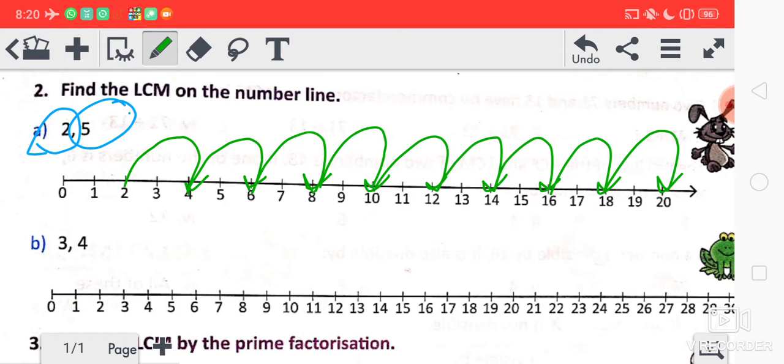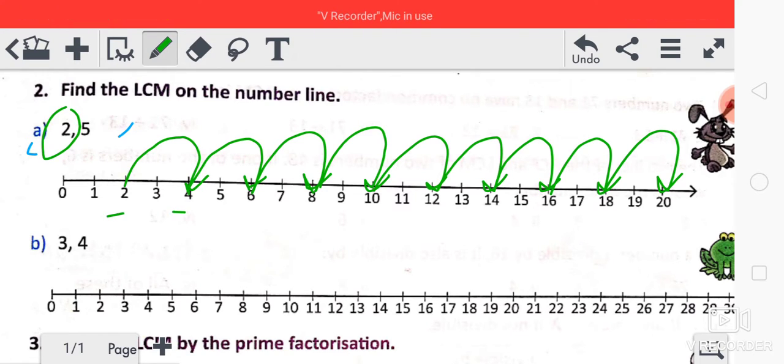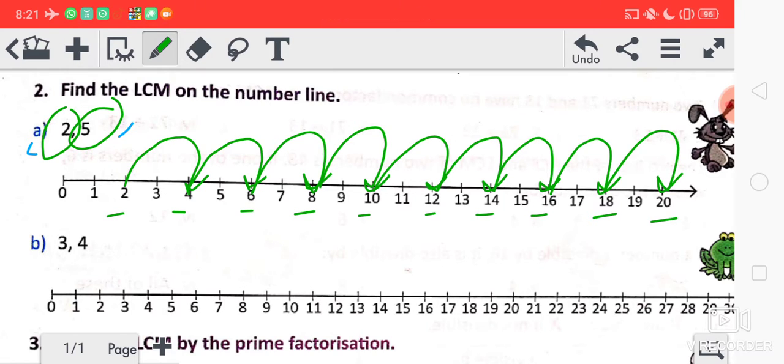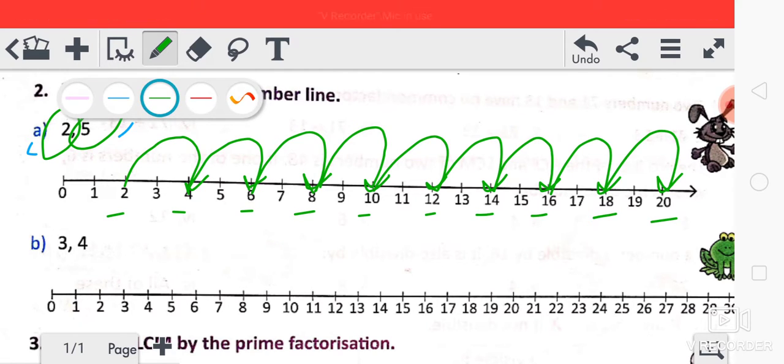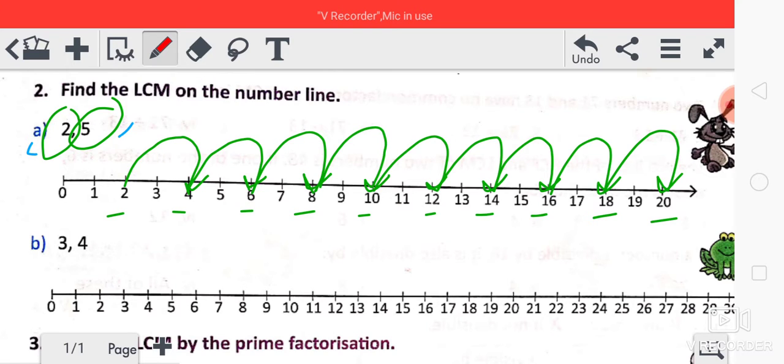Multiples of 2 we have marked: 2 4 6 8 10 12 14 16 18 and 20. All these are multiples of 2. Okay, now the second number is 5. So now we'll see the multiples of 5. I'll do it with another color so that it will be easy to identify. So we'll start from 5.